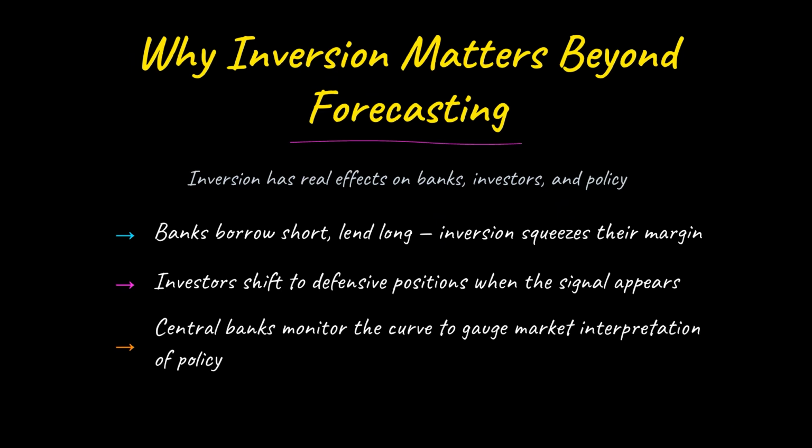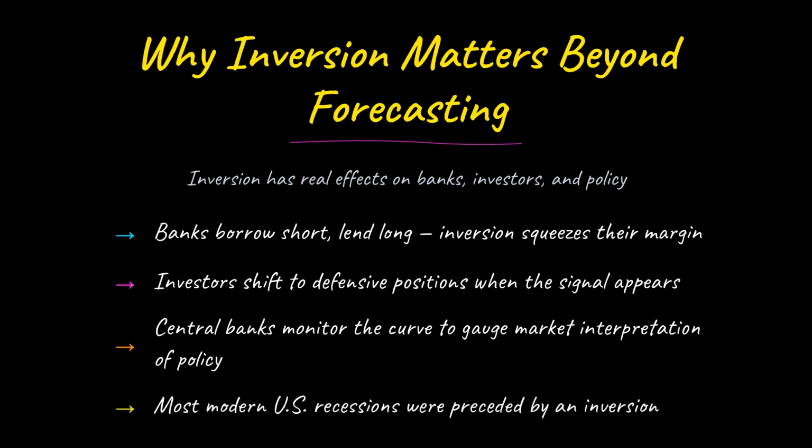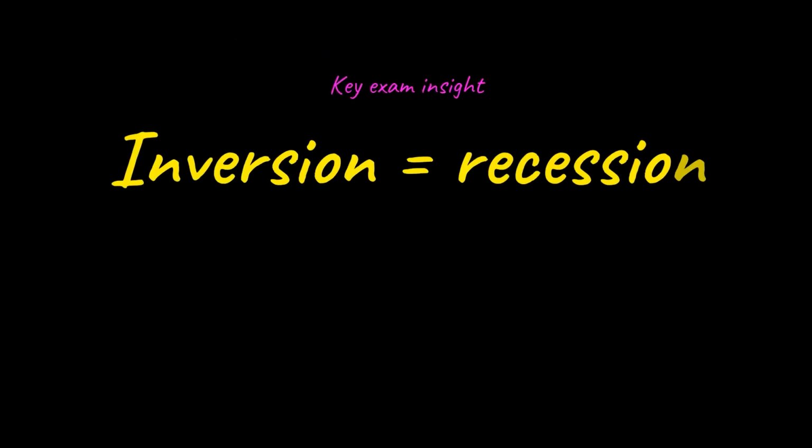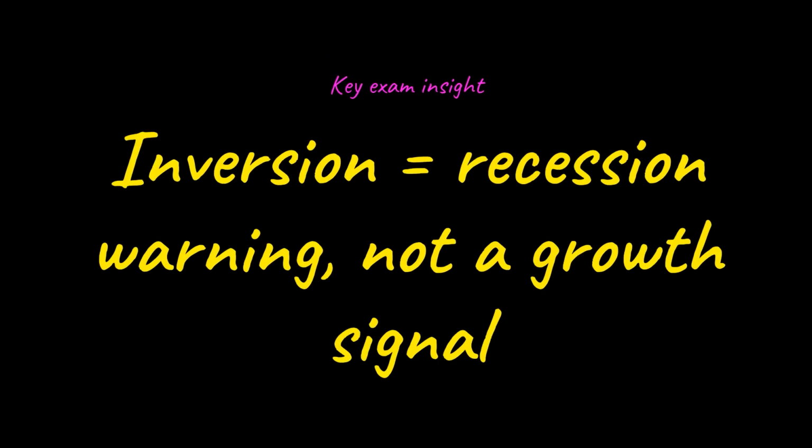Historically, most modern U.S. recessions have been preceded by an inverted yield curve, though the signal is not a perfect guarantee. The critical takeaway is directional. An inverted yield curve signals concern about future conditions, not optimism. Any interpretation that treats inversion as positive for growth is incorrect. But as is said, it is a leading indicator of potential recession risk.